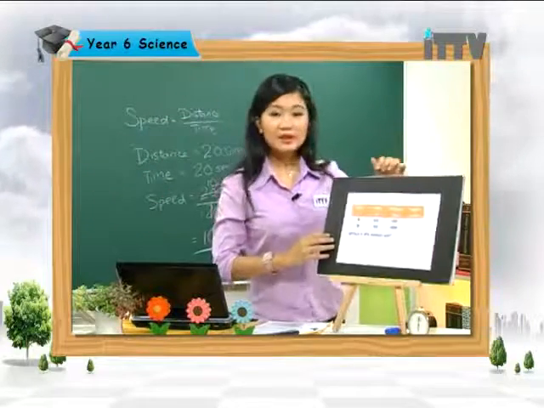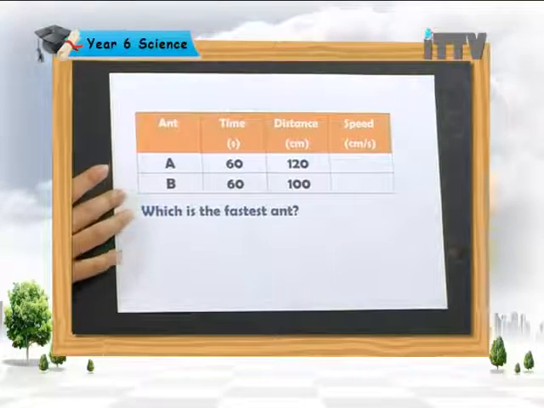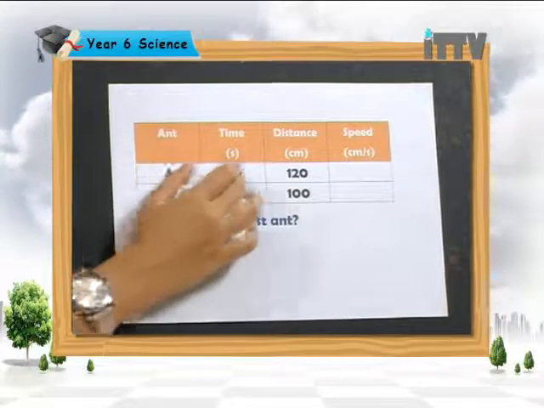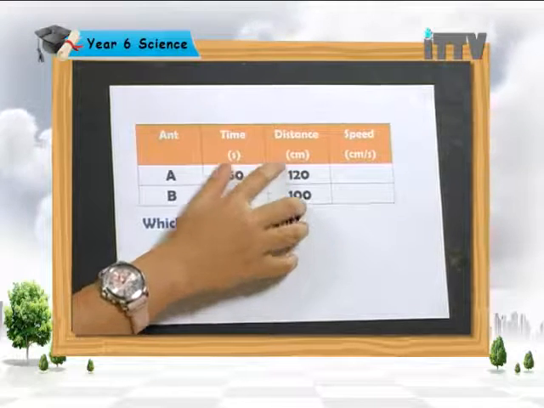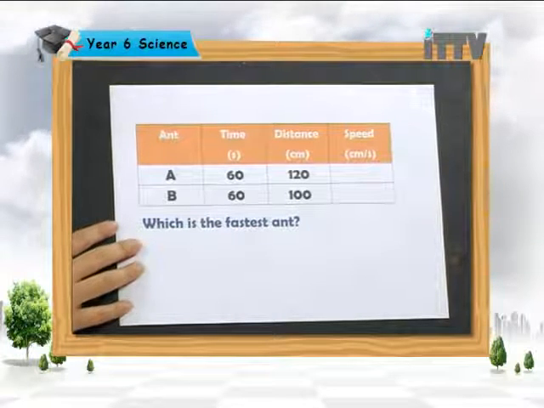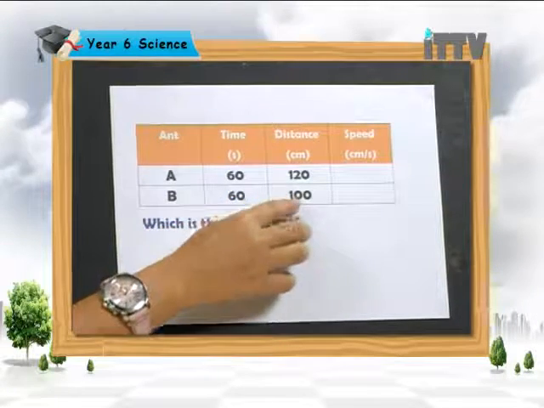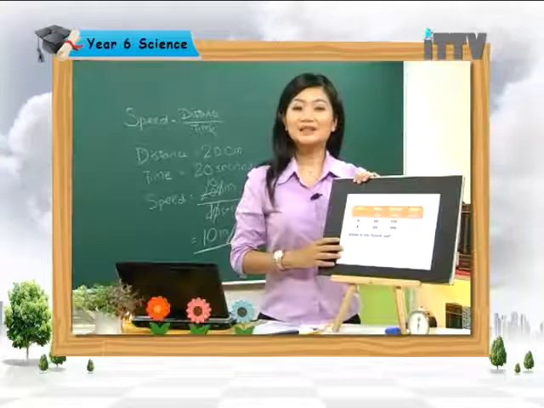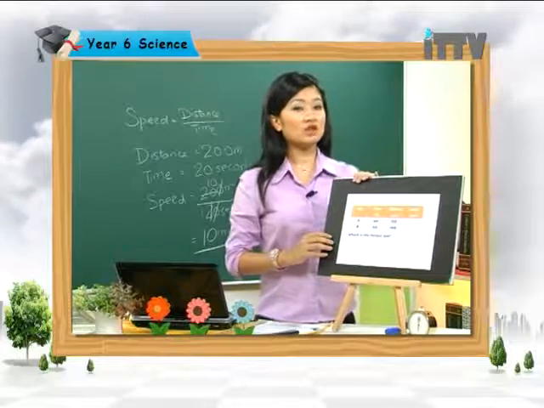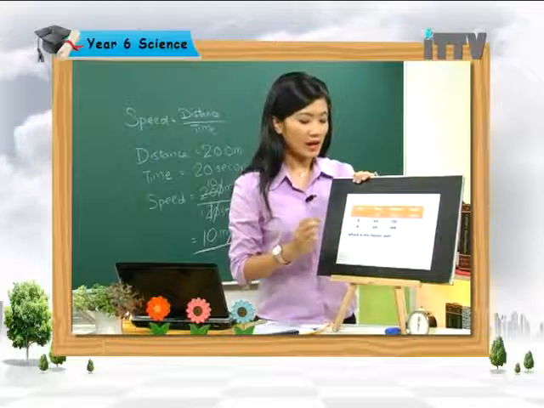So, after that, we will record the distance onto this table. Copy this table down. Okay, for ant A, it traveled 120 centimeters in 60 seconds. And for ant B, in 60 seconds, it traveled a distance of 100 centimeters. The question asks, which is the fastest ant?